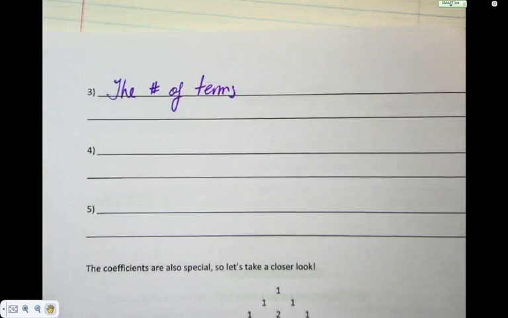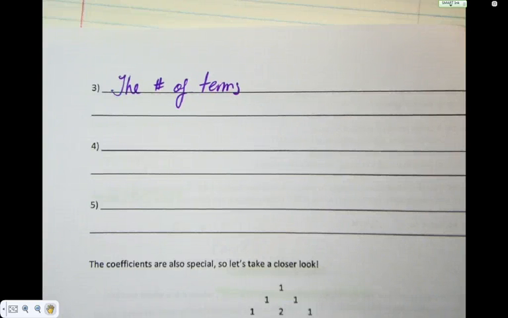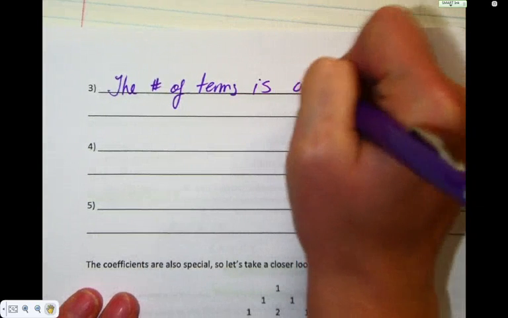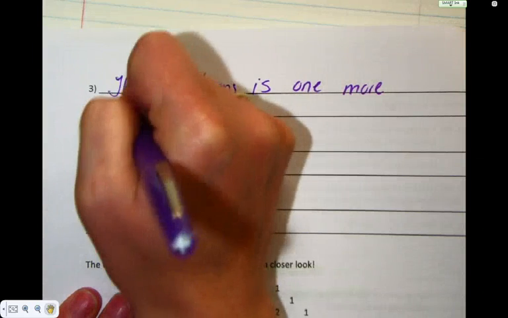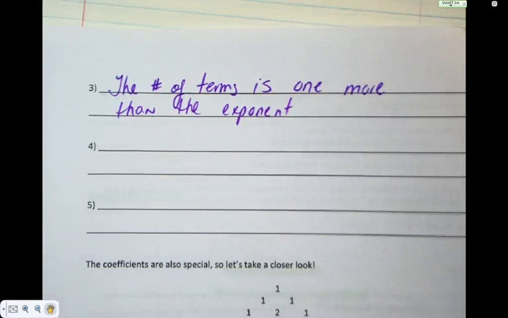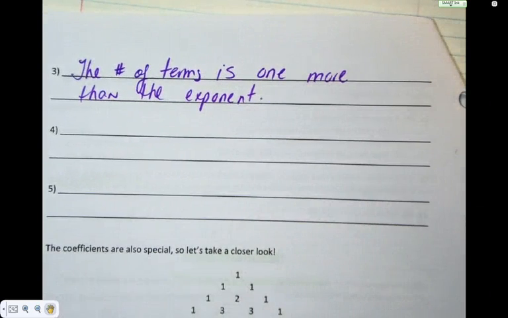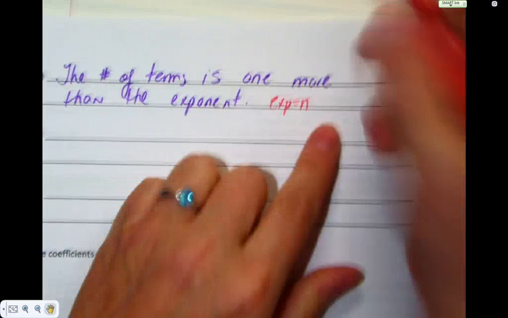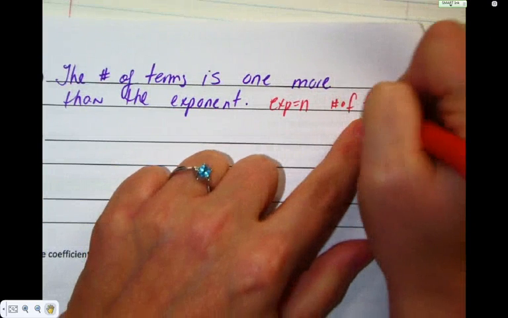So the number of terms is one more than the exponent. So if the exponent is n, the number of terms is n + 1.